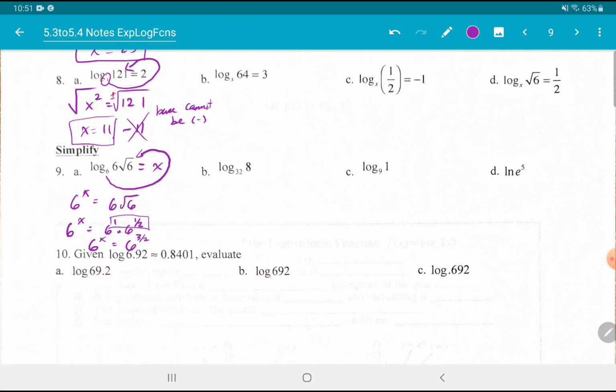Okay, so now we have 6 to the x equals 6 to the power of 1 plus a half, or that's the same thing as 1 1/2. So we see that x is equal to 1 1/2.